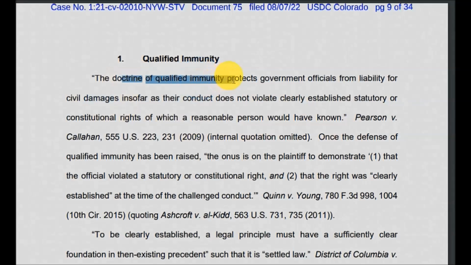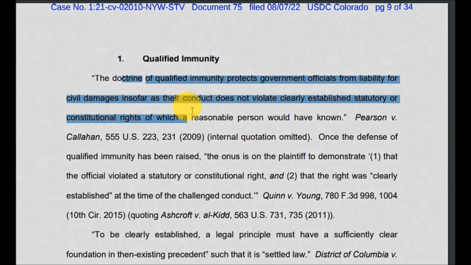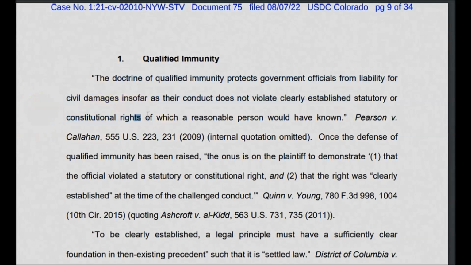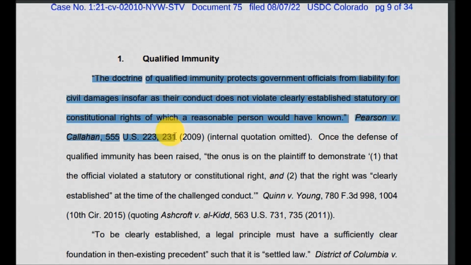The doctrine of qualified immunity protects government officials from liability for civil damages so far as their conduct does not violate clearly established constitutional rights of which a reasonable person would have known. That, in summary, is what qualified immunity is. If you're acting constitutional, you're covered by the blanket of immunity. If you're not, you're stripped of it. In order for qualified immunity to exist, you must know how the Constitution is violated.